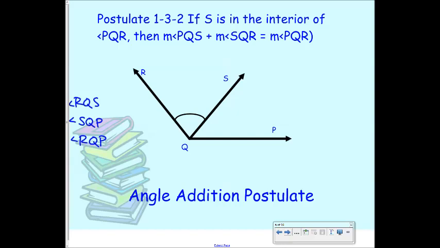So if I tell you that this is 40 and this is 70, what could you do to find RQP? Add them together. How do you know you add here? Yeah, you're finding the total. Okay, what if I told you this?